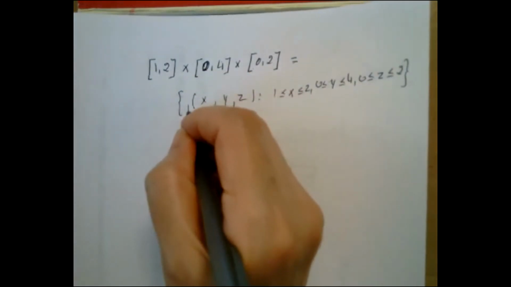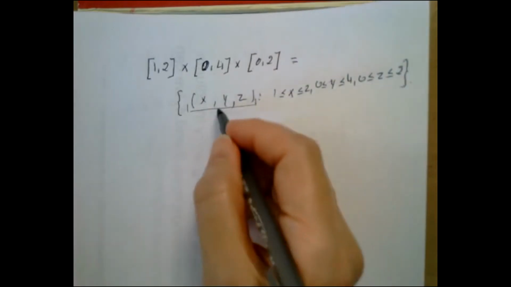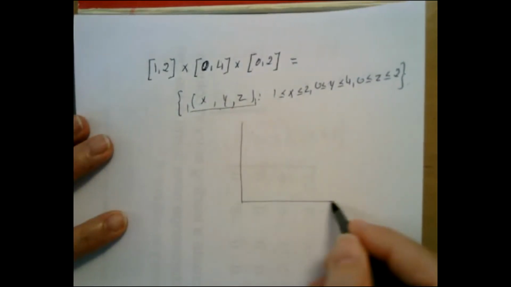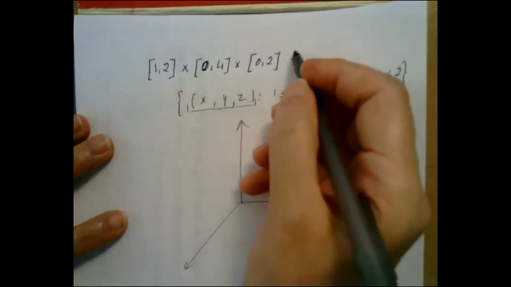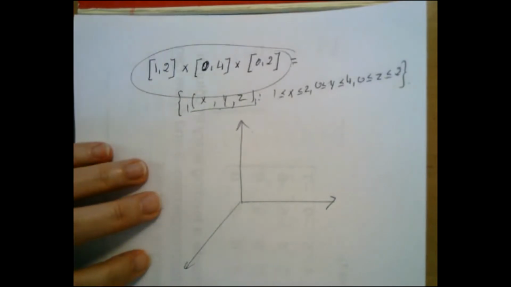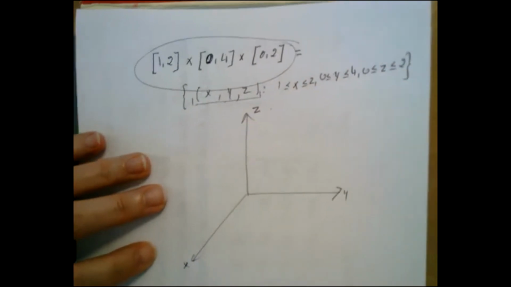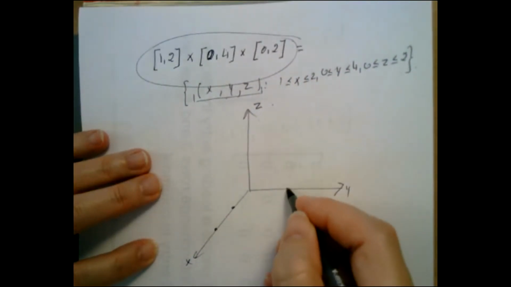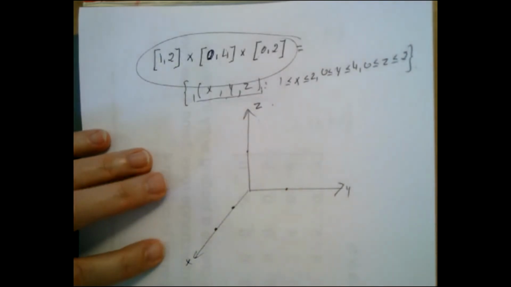If I visualize every triple as a point in R3, so I visualize each one of them as a point in R3, how can I visualize this Cartesian product? Okay. The x has to be between 1 and 2, the y between 0 and 4, and z up to here. How would you imagine this?